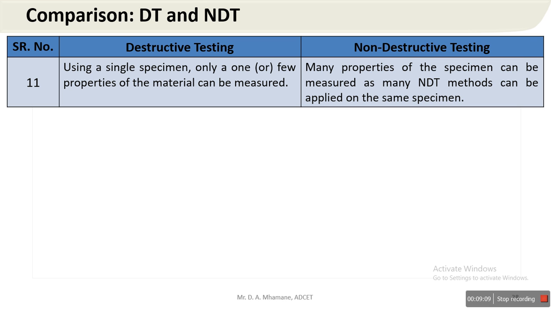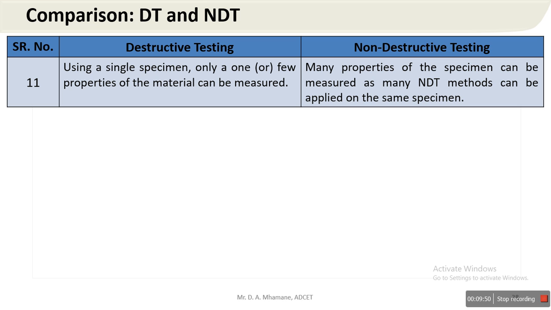specimen. As we discussed earlier, as material is safe in NDT testing, we can use the same material again and again, and we can use the same component in different types of NDT methods also. Means different types of NDT methods can be applied on the same component. But in case of destructive testing, we can't get the different values of properties from the same component. Few values can be obtained from the component, such as with the help of a single tensile test, we can get yield strength, ultimate tensile strength, modulus of elasticity.